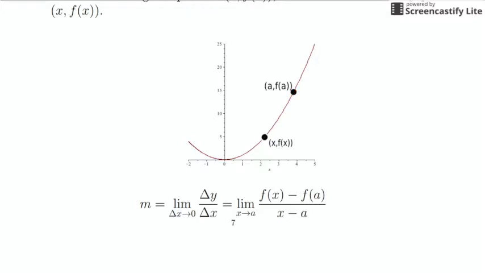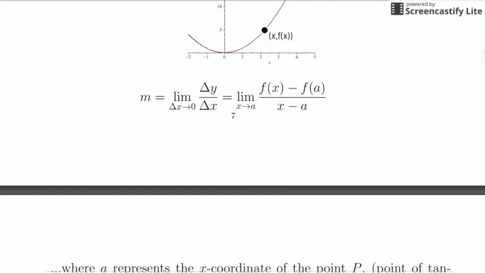And the slope of that secant line is going to be f of x minus f of a all over x minus a, change in y over change in x, and then this limit as x approaches a is what's going to force this to become the slope of the tangent line. Okay, so that's one way of looking at it.